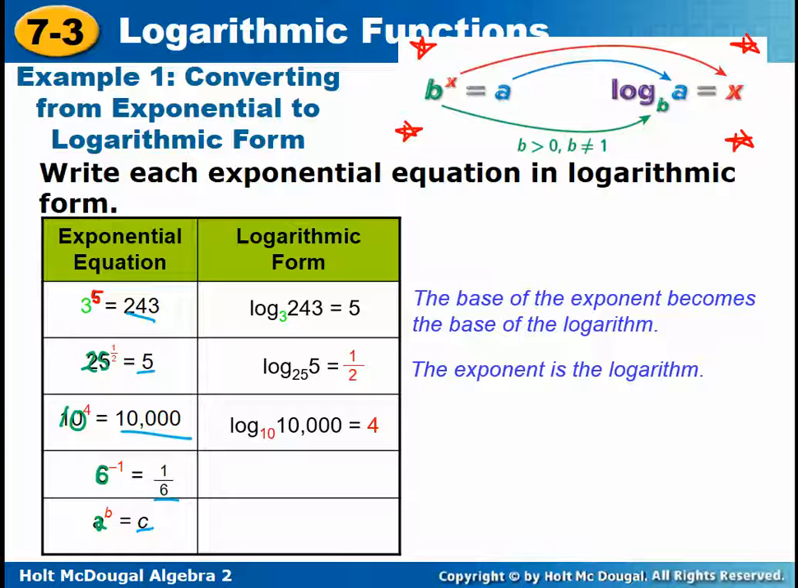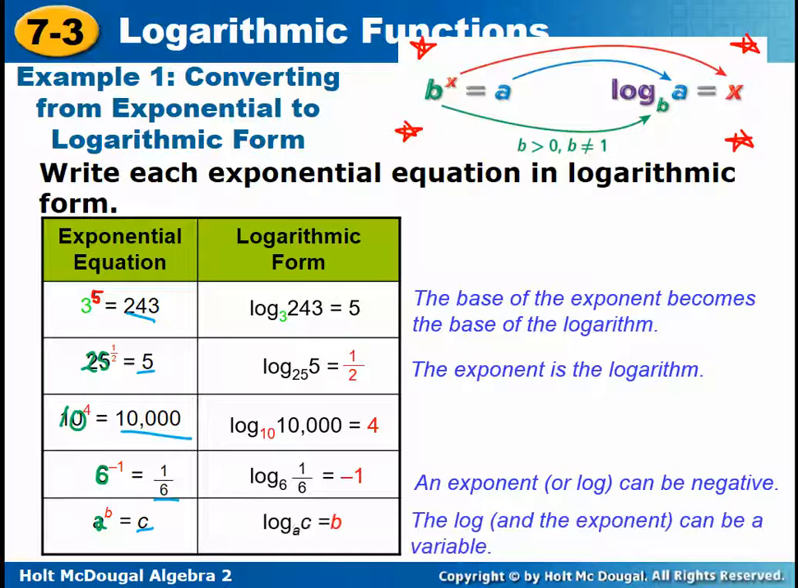Now the next one, we have a negative exponent, and that's okay. You can have negative exponents, or in this case, a negative log. Our answer to a log can be negative. And finally, we just have variables in the last one, and that's okay. You can still rewrite it as a log even if they're all variables. This would be log base A of C is equal to B.